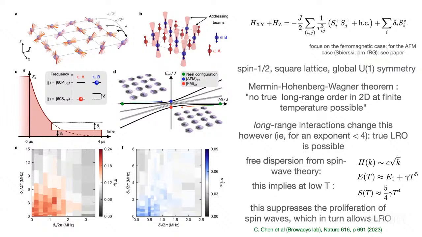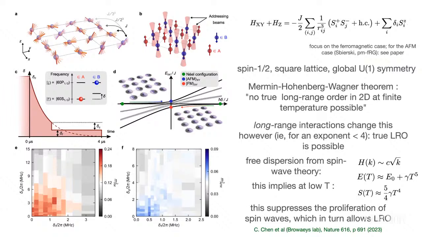Why is this kind of special? Well, from a theoretical point of view, the spin 1/2 square lattice has a global U(1) symmetry. For nearest neighbor interactions only, you would expect that there is no true long-range order possible at finite temperature in 2D, due to Mermin-Hohenberg-Wagner. However, long-range interactions change this picture. If your exponent here, in this case 3, is less than 4, true long-range order is possible.